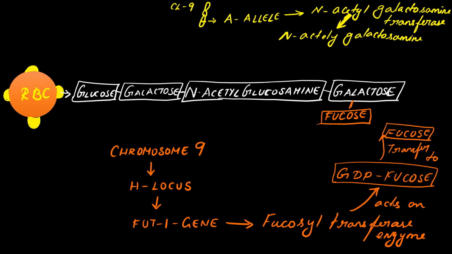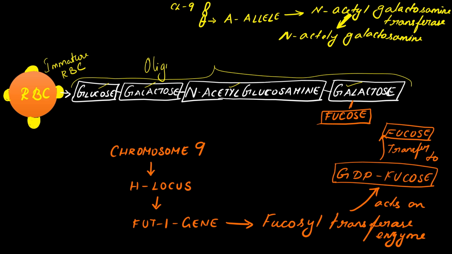Before that, let me take it as an immature RBC. This immature RBC, a very new RBC, is going to have only the oligosaccharide chain. What is this oligosaccharide chain? One glucose, one galactose, one N-acetyl glucosamine and one galactose together is an oligosaccharide chain. And to this oligosaccharide chain, what will happen?